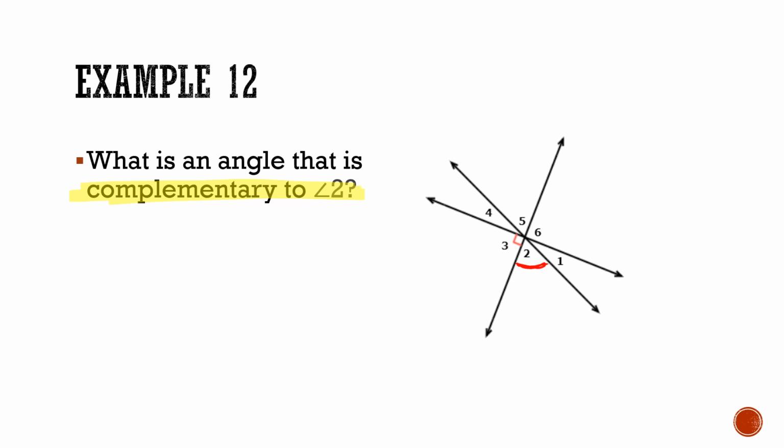So we can see this red box in angle 3. So we have a straight line here we know is 180. And if angle 3 is 90 of it, then angle 1 and 2 have to be the other 90. So angle 2 and angle 1 would be complementary angles. So angle 1 is complementary to angle 2.